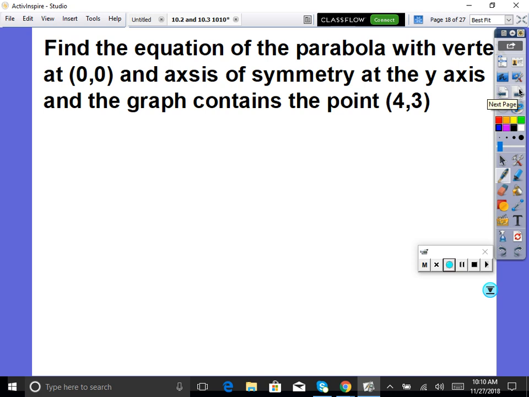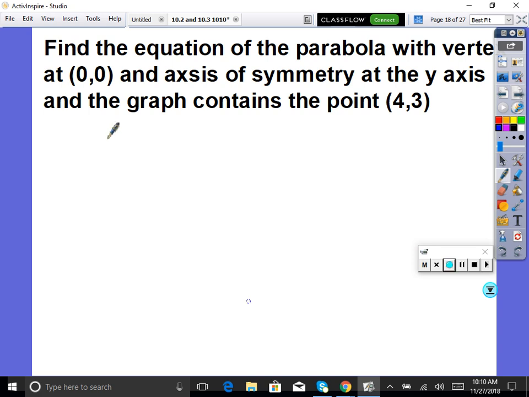Writing it down for yourself, it says find the equation. Just say equation, vertex, axis of symmetry at the y-axis, and the graph containing the point 4, 3. Drawing a rough picture is really going to help us here. Find the equation of the parabola with a vertex at 0, 0. Axis of symmetry is the y-axis and the graph containing these points.